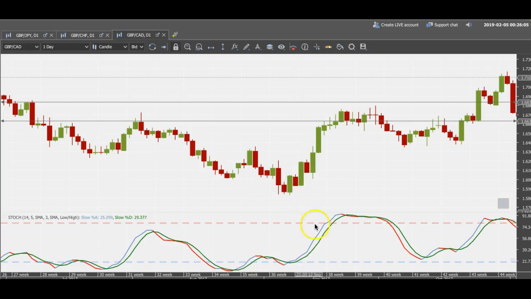You need 3 reasons. You need stochastics to be oversold or overbought. You need a candlestick pattern. In this case, we have a bullish engulfing candle. And the next candle did not close above, but we needed to wait for this candle. And it did, and it went up for about a week.